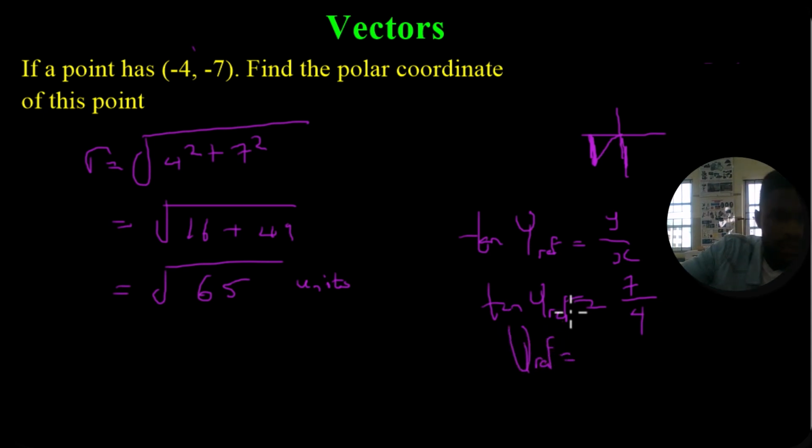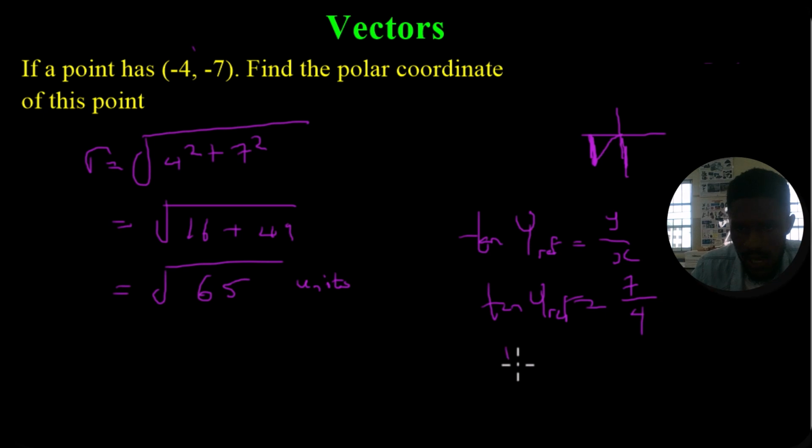So psi reference will simply be equal to tan inverse of 7 over 4. Let's do that using a calculator. So where's the tan? Okay, tan inverse of 7 over 4, and this is equal to 60.26. So that's our answer in two decimal places.